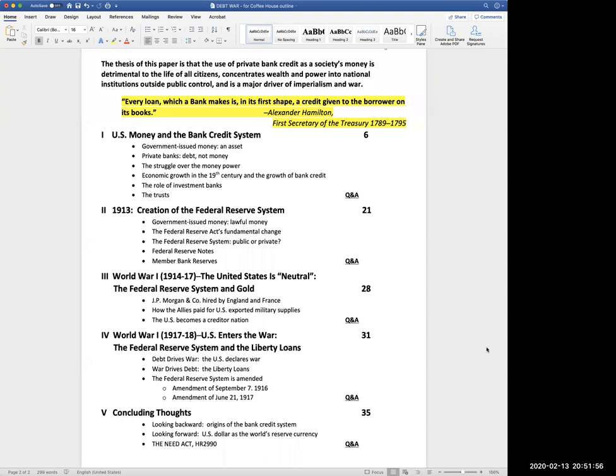Okay. So the next part is the creation of the Federal Reserve System. And it can be very detailed. I'm going to try not to dip into the details, but some of the details are important to know because they impact our nation and the world. First of all, it was very controversial creating a Federal Reserve System.